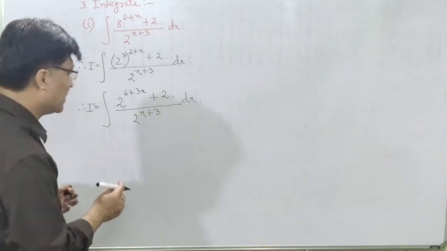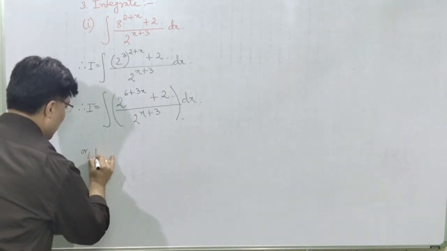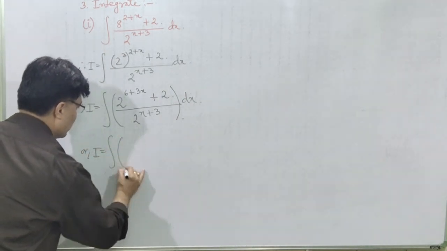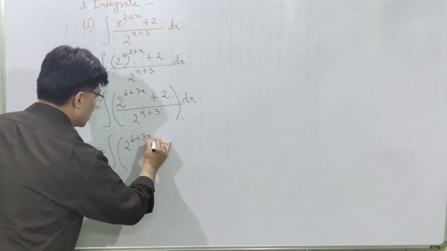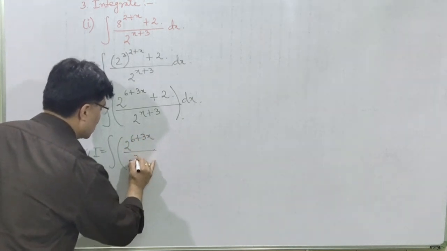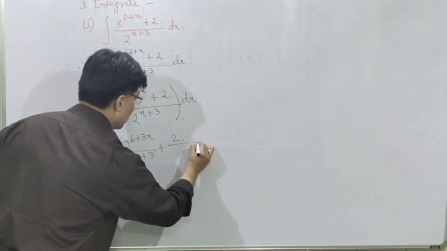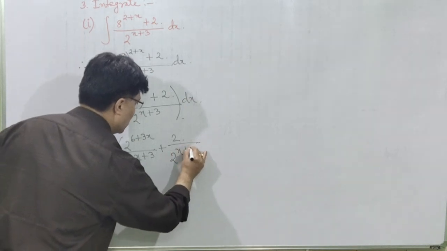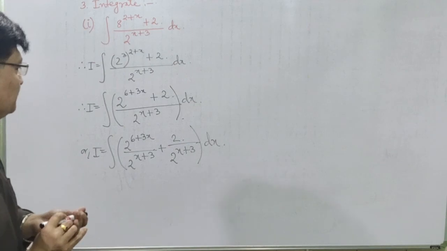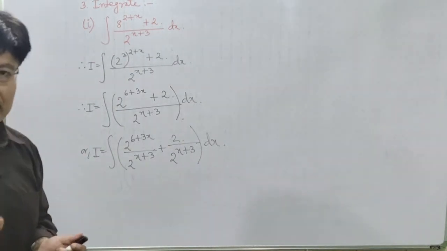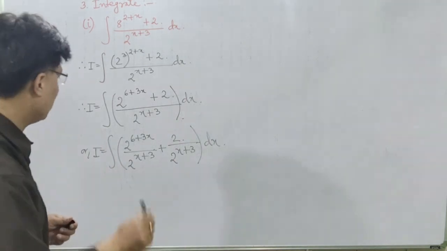So let us simplify it. You can separate the terms here. I is equal to integration of, within bracket, let us separate the terms: 2 to the power 6 plus 3x divided by 2 to the power x plus 3, plus 2 divided by 2 to the power x plus 3, bracket close, then you can write dx out here. Is that clear? Now let's simplify it further.